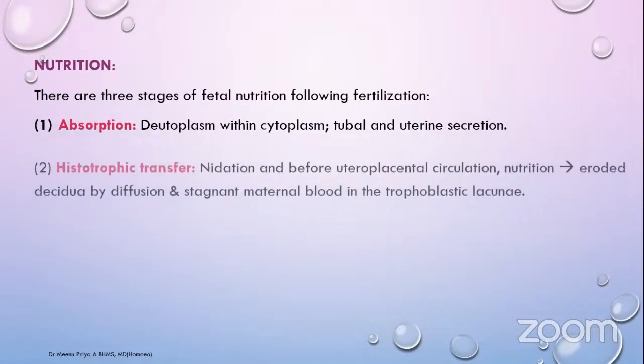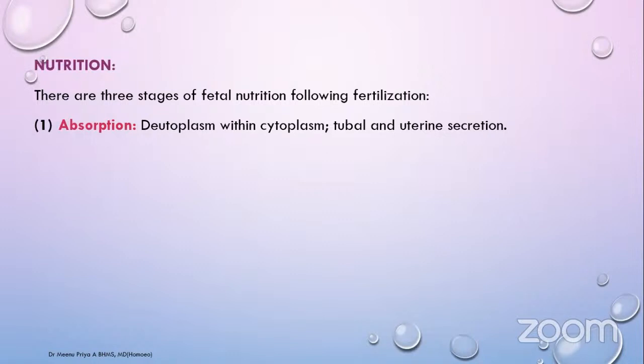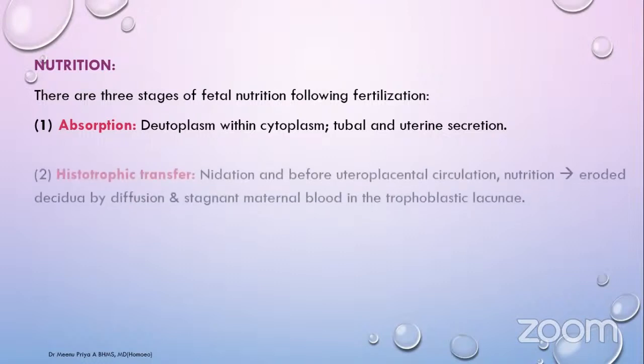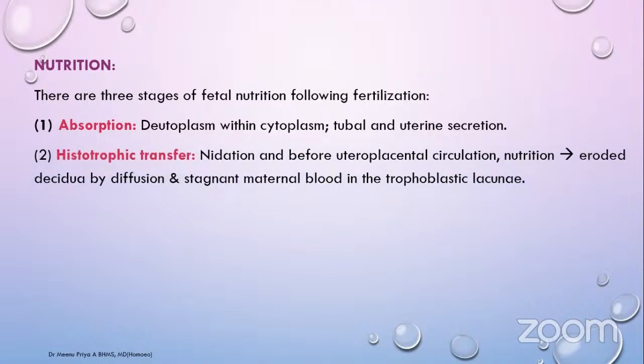Next, fetal physiology. Nutrition: there are 3 stages of fetal nutrition following fertilization. First, absorption, in the early stages: deutoplasm within the cytoplasm is absorbed. In the later stages, tubal and uterine secretions help in nutrition in the form of absorption. Histotropic transfer means transfer from somebody else, that is, from the mother for a fetus.